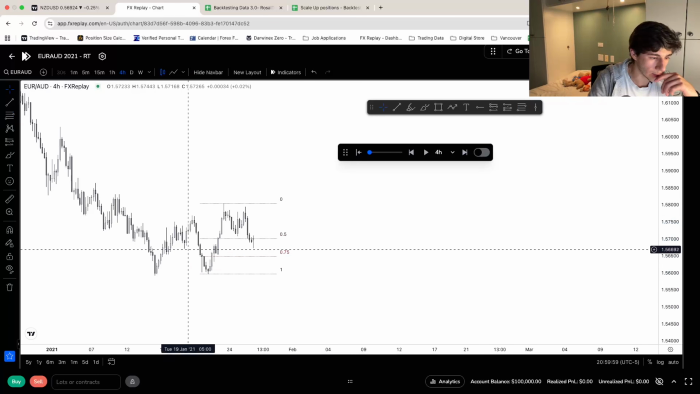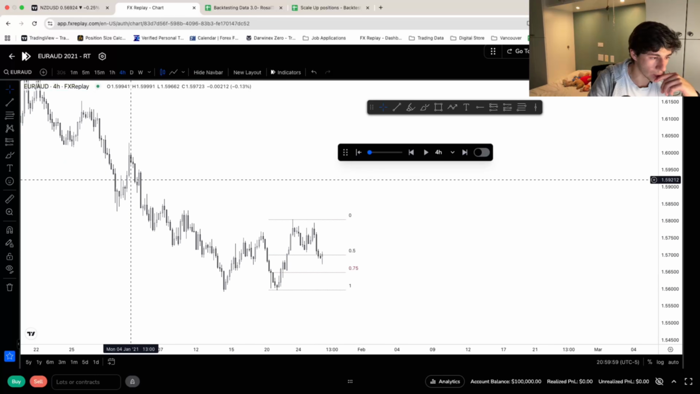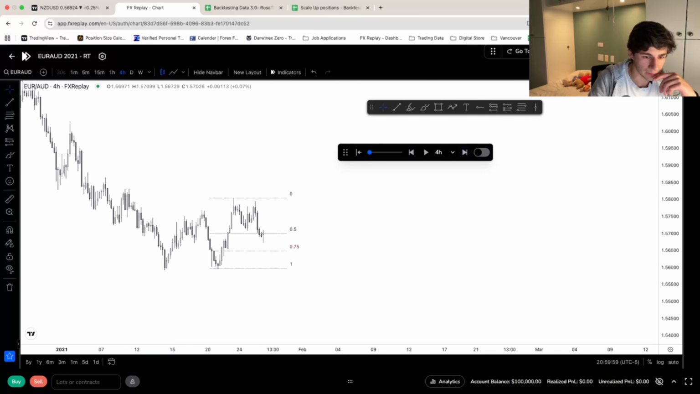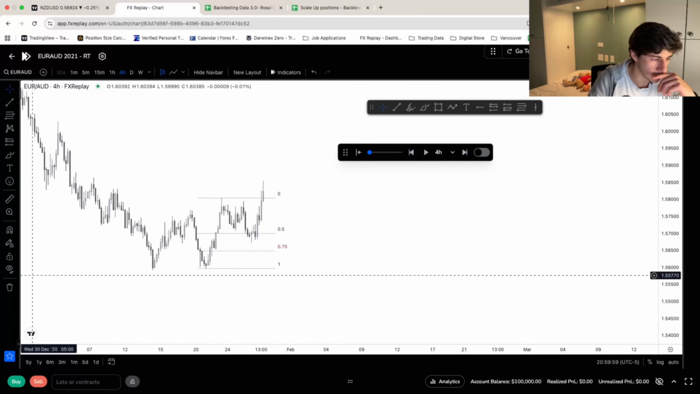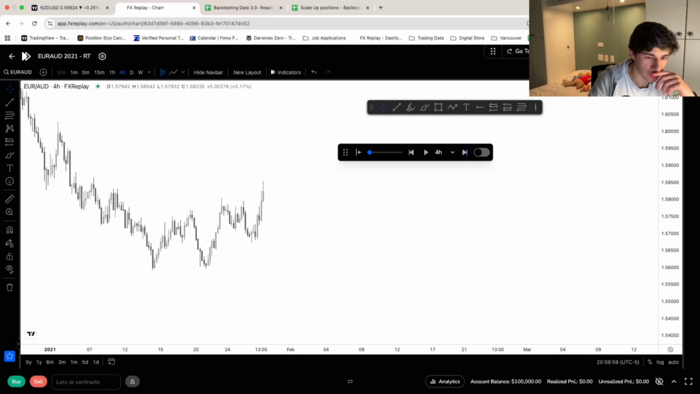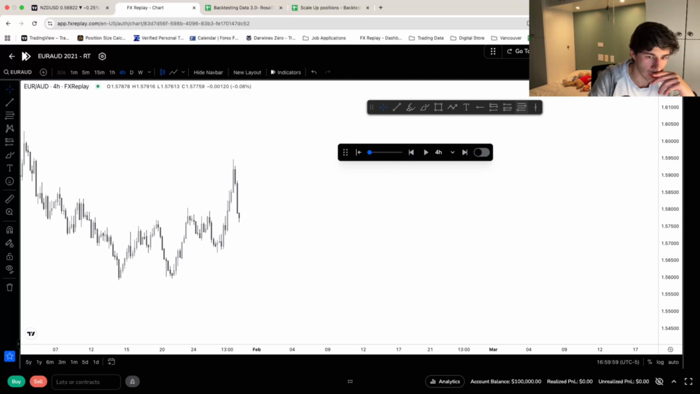This is a possible setup. Liquidity sweep, break of structure, but we're still bearish. Gonna skip that one. Okay, so never reached our entry. Okay, now this is valid.